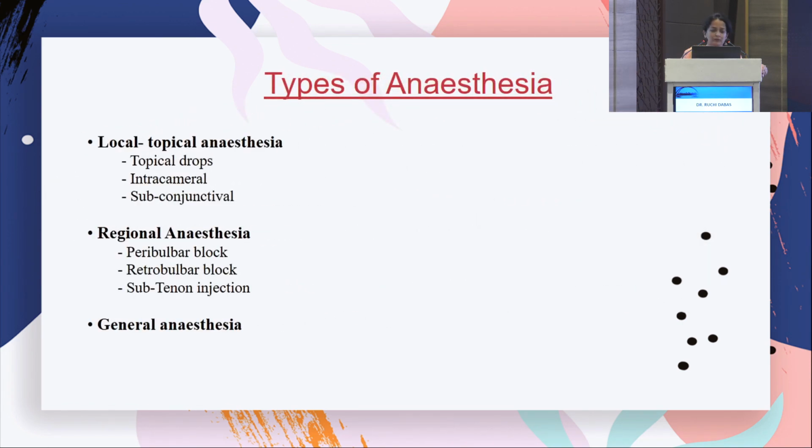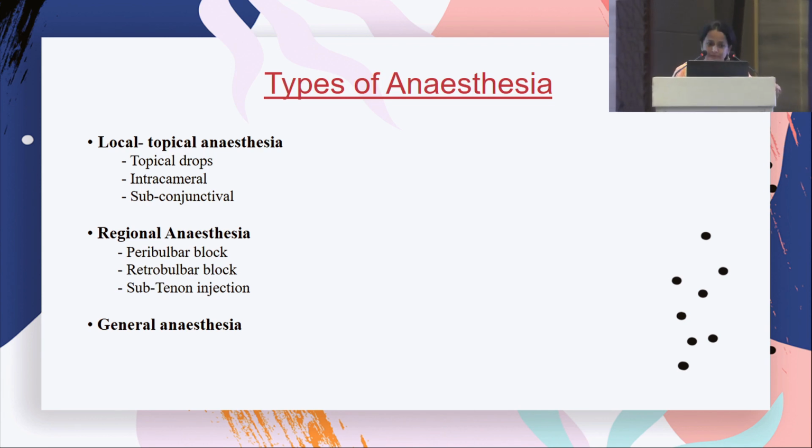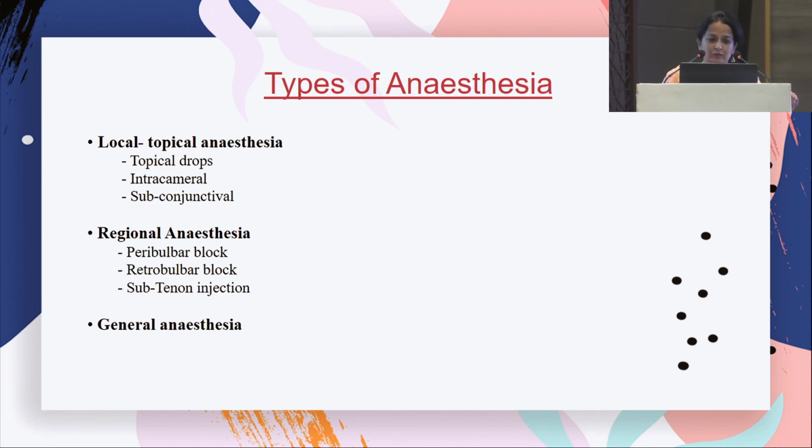We have topical anesthesia, which may be topical drops, the intracameral injections, the subconjunctival injections, but they have to be adjuncts, with all three together. Then we have regional anesthesias in the form of blocks. The most commonly used one, the peribulbar block. Then we have the retrobulbar. In some indications, we have to use that too, but very rarely. Then we have sub-Tenon injections. And for special indications, we have general anesthesia.